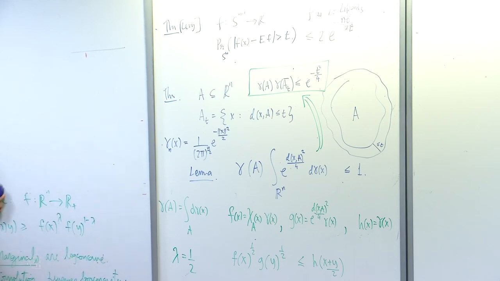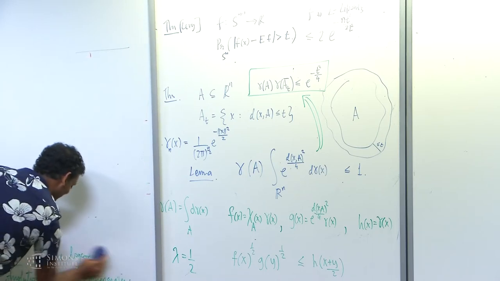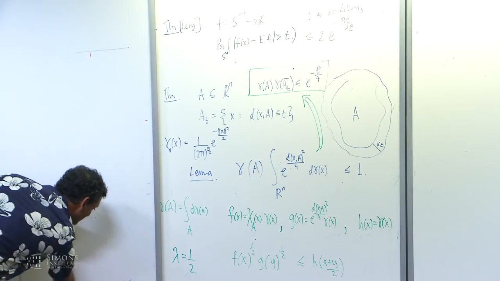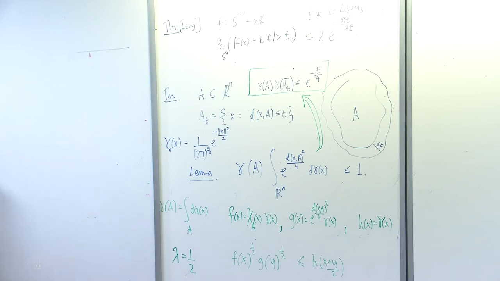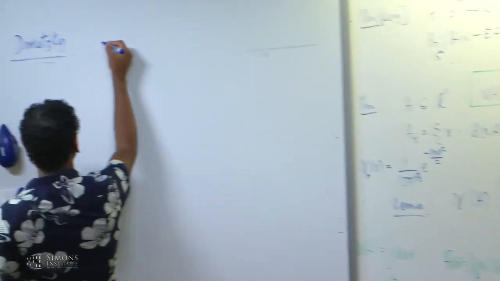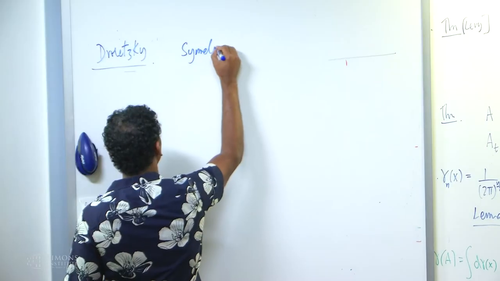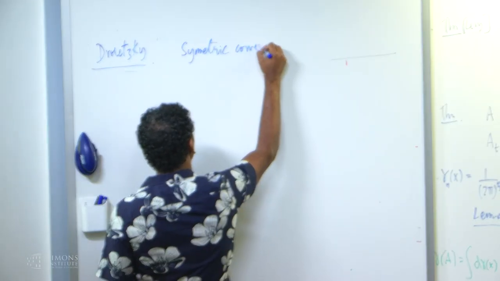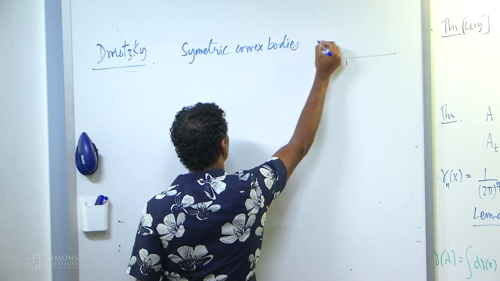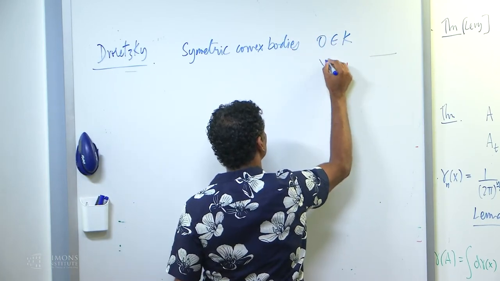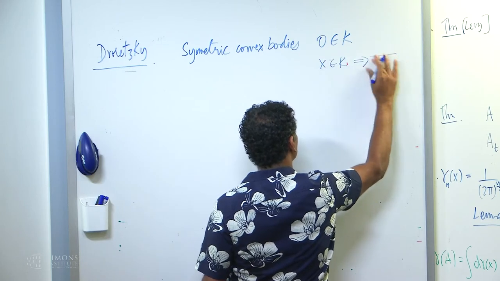We don't need this anymore. So just a bit of recap on these types of considerations. For this part of the talk, let's consider only symmetric convex bodies. So we assume that 0 is in the body, and if x is in the body, then so is minus x.